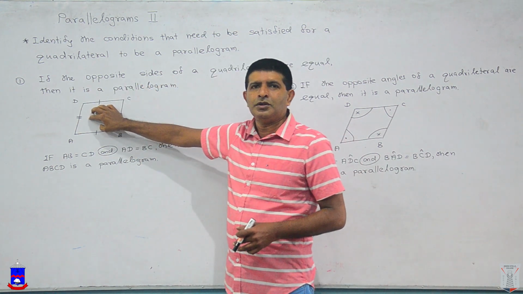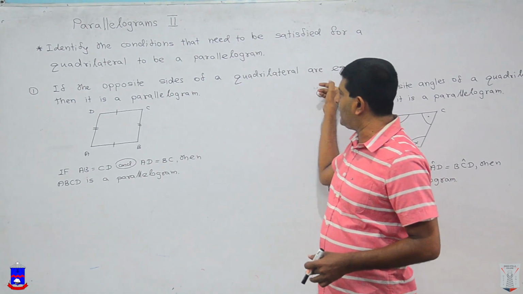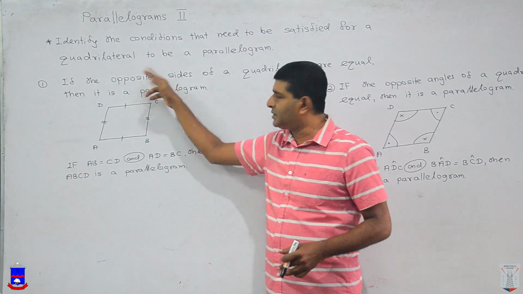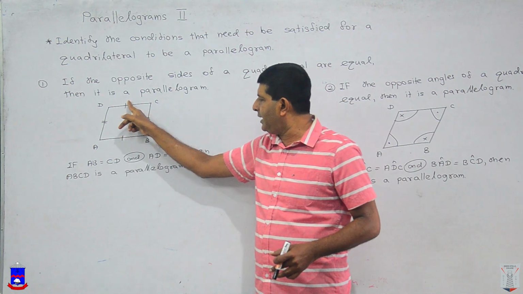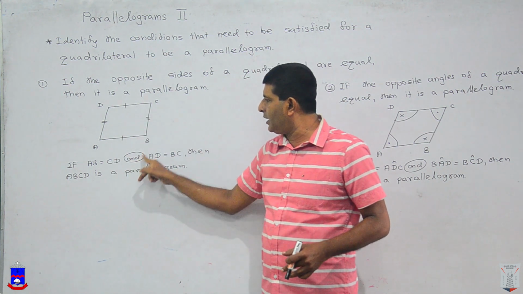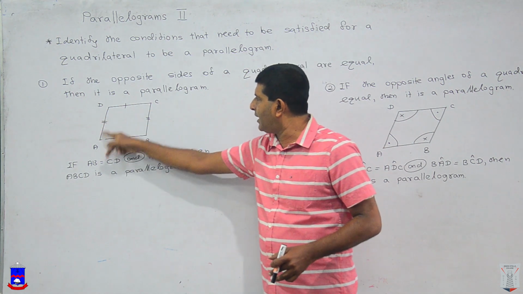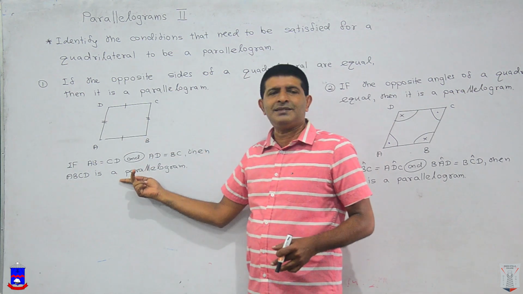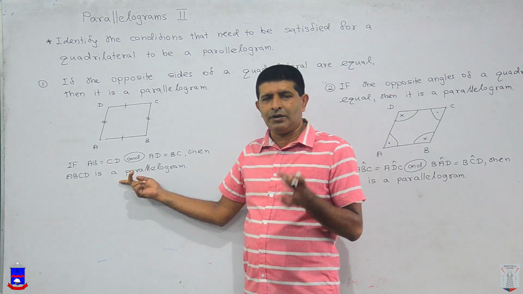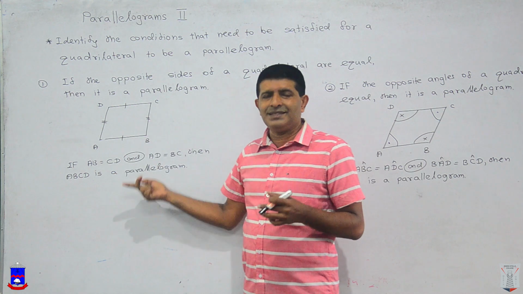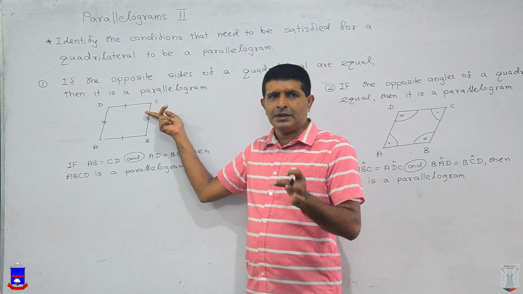The first thing for a quadrilateral to become a parallelogram is: if the opposite sides of a quadrilateral are equal, then it is a parallelogram. Opposite sides of the quadrilateral should be equal. That means AB should equal CD, and this one is very important, and AD equals BC. Then ABCD becomes a parallelogram. This is the first thing we should identify. In a quadrilateral, if both pairs of opposite sides are equal, that quadrilateral becomes a parallelogram. This is the first condition.